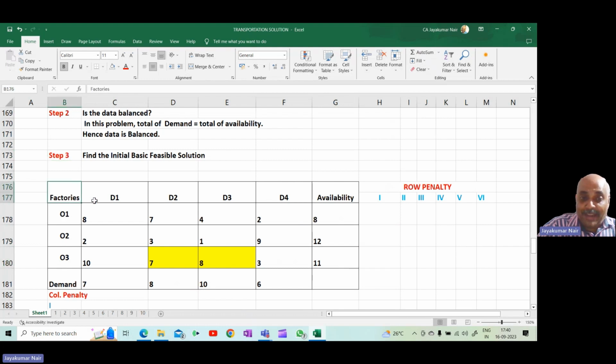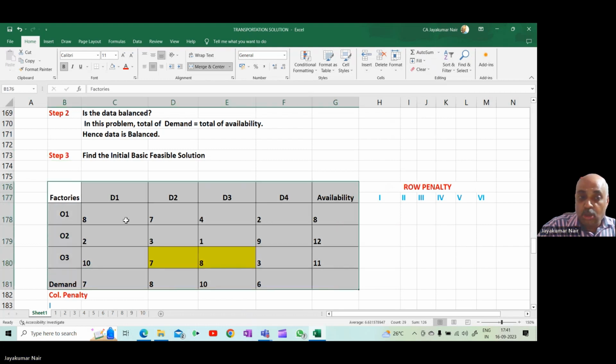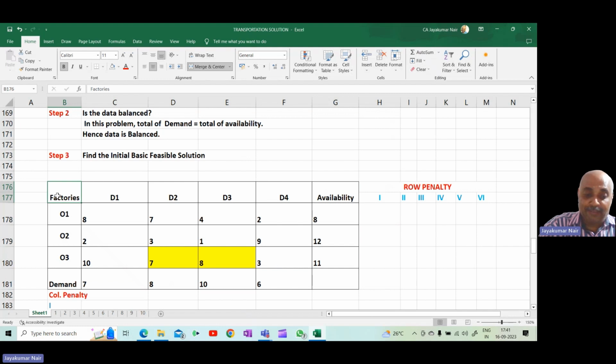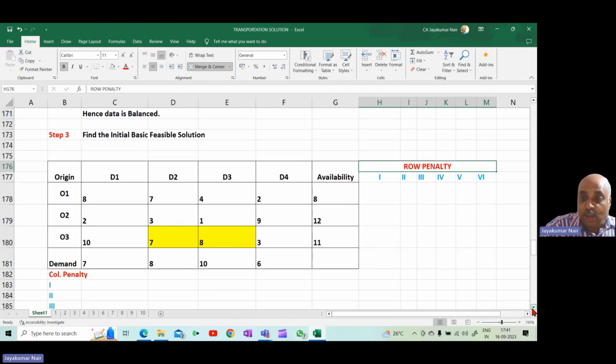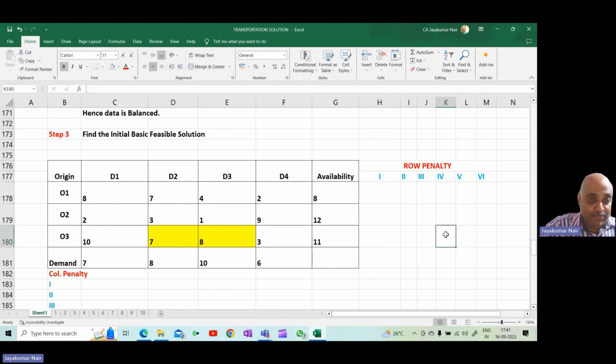So I have copied the matrix that is given in the question, and then I have also included additional columns here, the row penalty and the column penalty. Now, how do we calculate the row penalty and column penalty? I will let you know now.